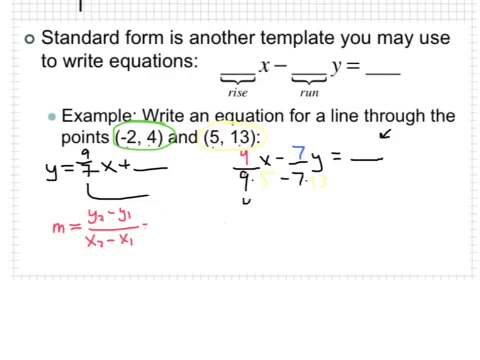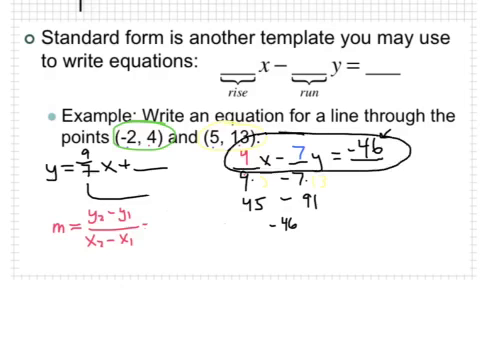9 times 5 is 45. 7 times 13 is 91. And if I subtract 45 minus 91, the negatives win by about 46, exactly 46. That's the c value. That's what goes here. So that's my final answer then. 9x minus 7y equals negative 46.